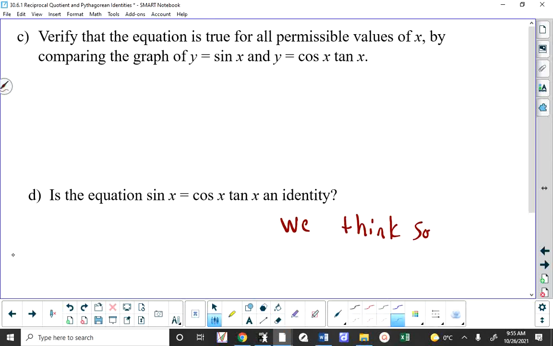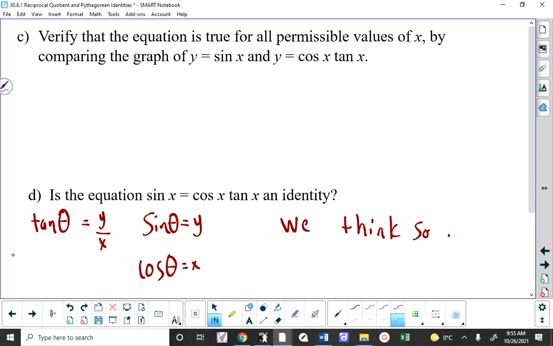But that's not really a definitive proof based on looking at your calculator. We can prove it, though, because, and this is a really weird proof, don't worry about writing this down. Tangent of a rotation angle is y over x. Sine of a rotation angle is y. Cosine of a rotation angle is x.